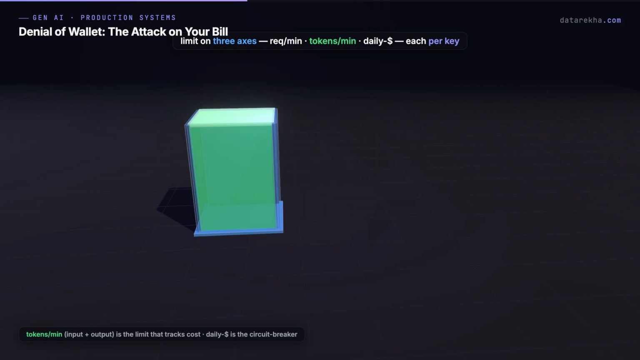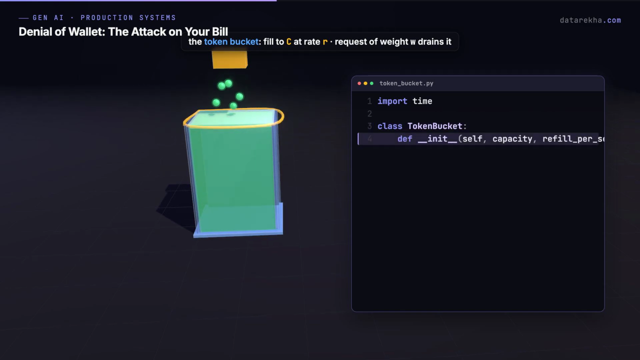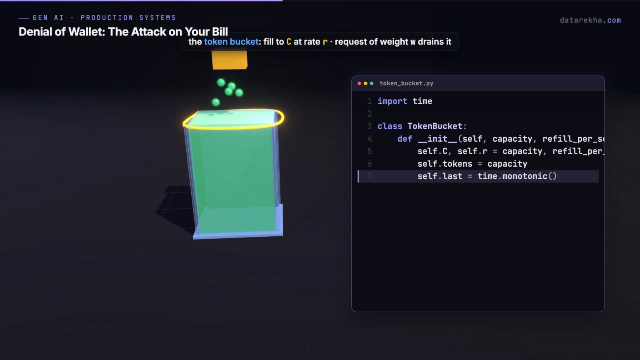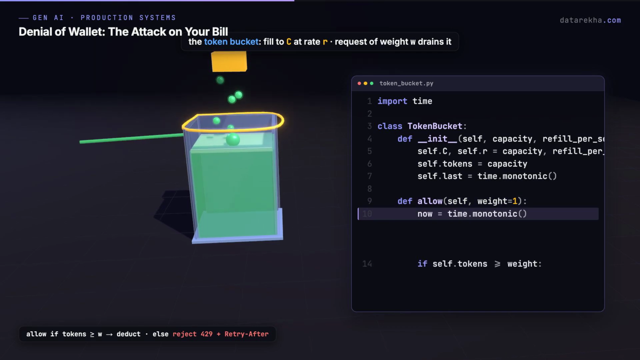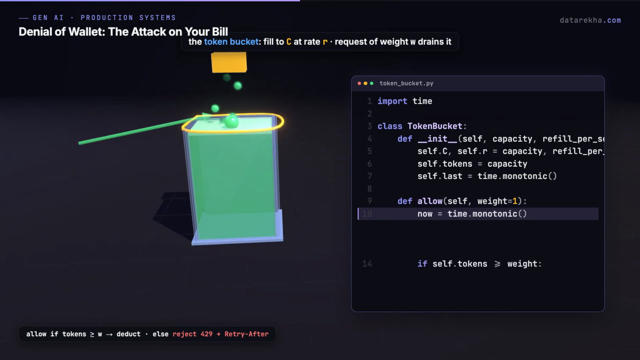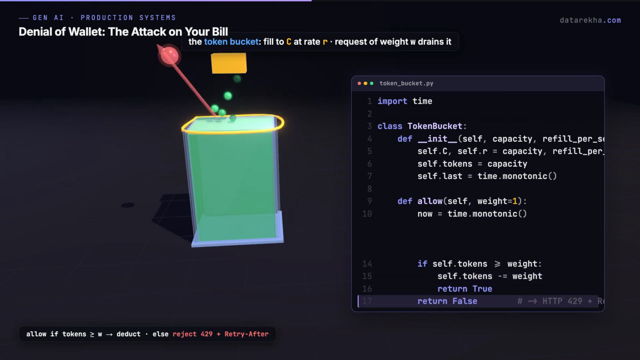Now the workhorse algorithm, the token bucket. One warning: these tokens are capacity units, nothing to do with LLM tokens. Imagine a bucket holding up to C units, the burst limit, refilling at rate R. A request of weight W is allowed only if the bucket holds at least W, then you deduct it. Otherwise you reject with HTTP 429 and a Retry-After header.